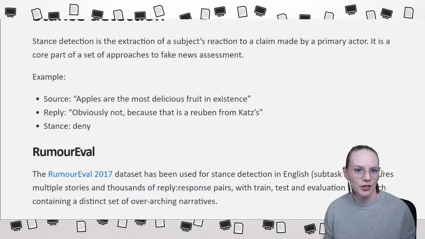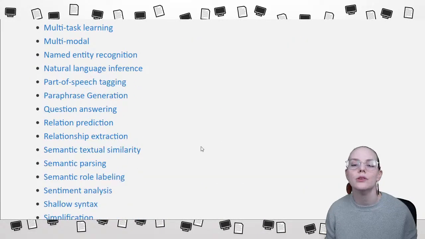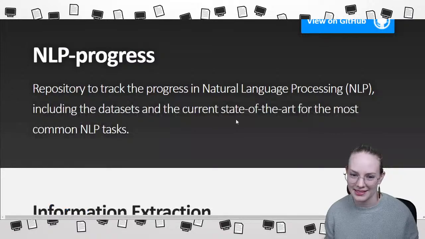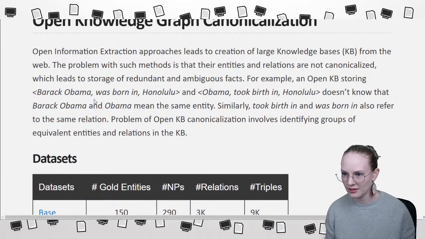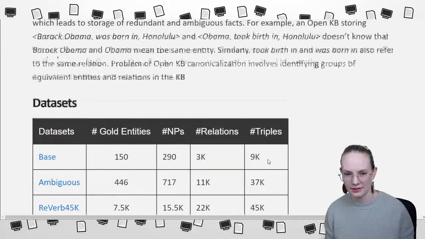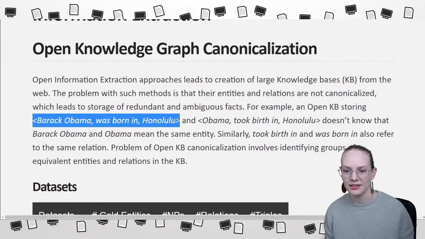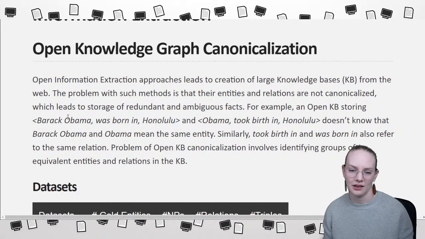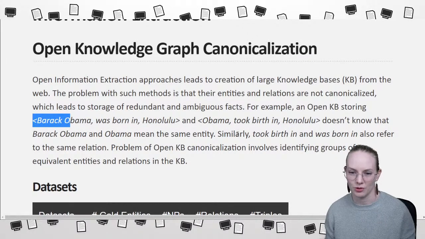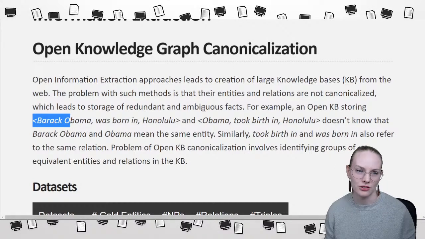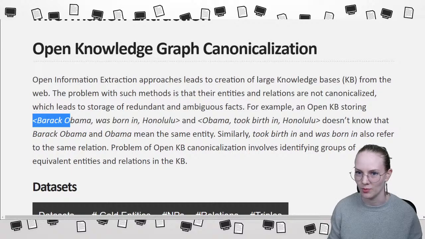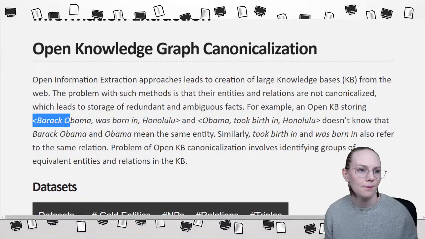Information extraction. Oh, so creating knowledge graphs. Yeah. Given text, can you extract Honolulu and Barack Obama and the relationship "born in" between Obama and Honolulu, and of course that's a directional relationship because Honolulu wasn't born into Barack Obama.